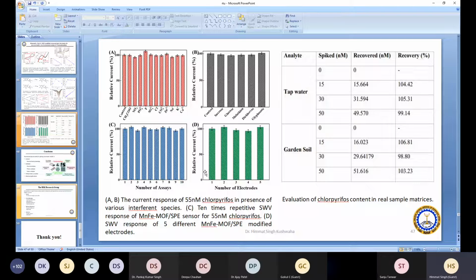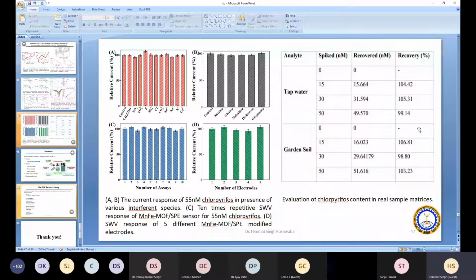And then to analyze the repeatability of the process, it means the sensor fabrication process and the optimization of the ink process, the same experiment is performed with different electrodes. So it is showing that the fabrication process also has good stability and repeatability, as the process is showing similar results for these 5 electrodes.